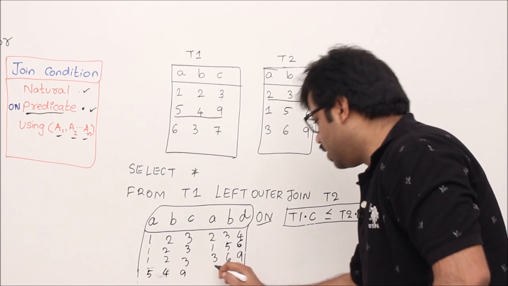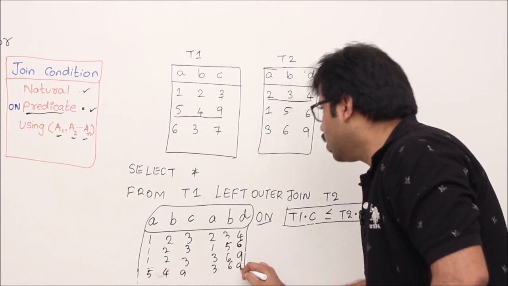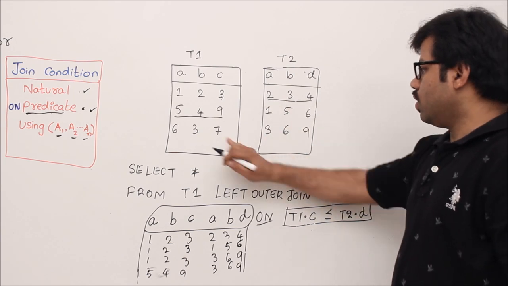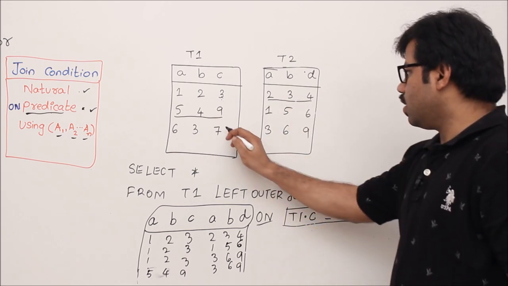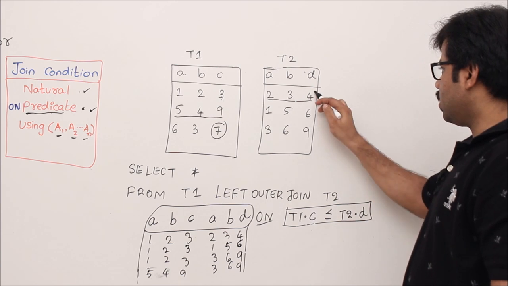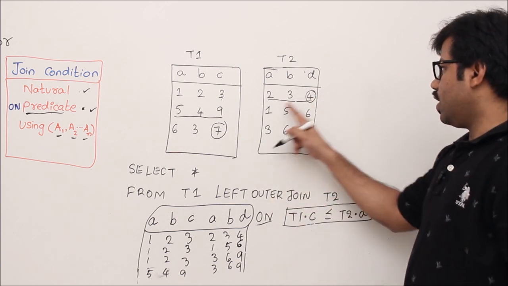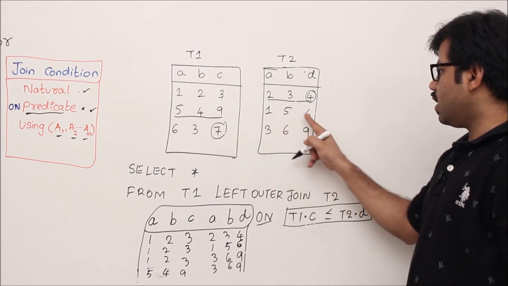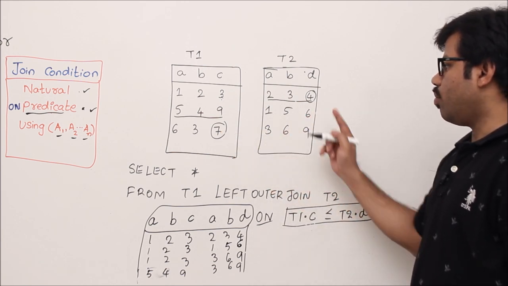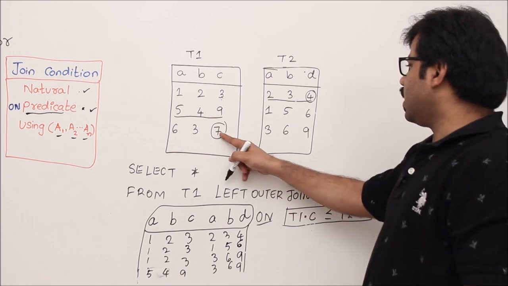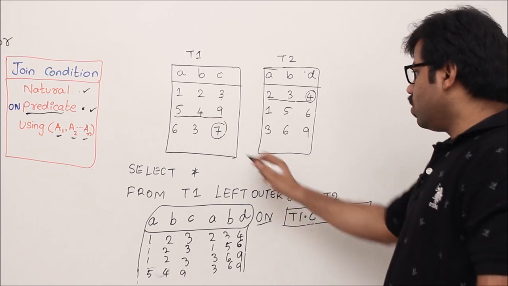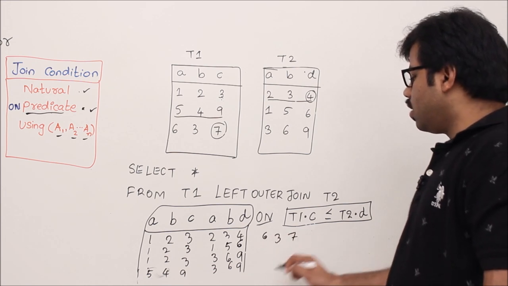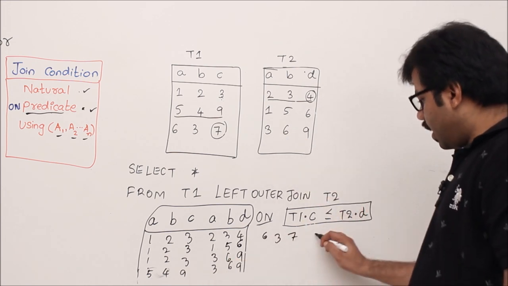versus 3, 6, 9. This is the only combination. So later 6, 3, 7 versus 2, 3, 4. 7 is what? T1.C. T1.C here and this is T2.D. So 7 less than or equal to 4, false. So this combination will not be printed. Now 7 less than or equal to 6, false. This combination will not be printed. So 7 less than or equal to 9, correct. So the new combination, 637 followed by 369, will be printed.